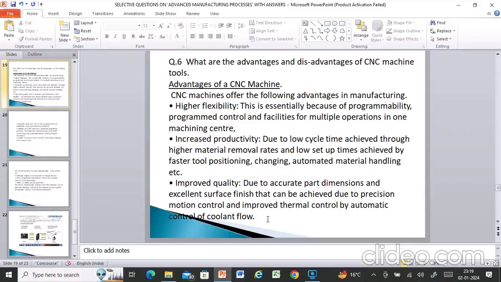Improved quality due to accurate part dimensions and excellent surface finish that can be achieved due to precision motion control and improved thermal control by automatic control of the coolant flow. The coolant flow can be varied also. It can be a flooded coolant, it can be medium flow, it can be less flow. So this also can be controlled, which is not there in conventional machines.